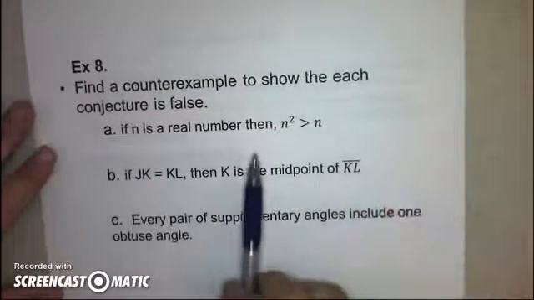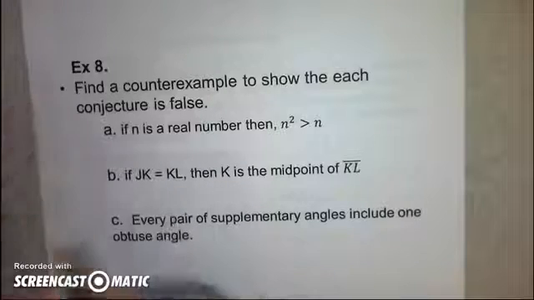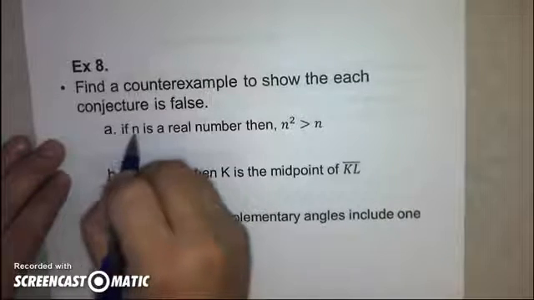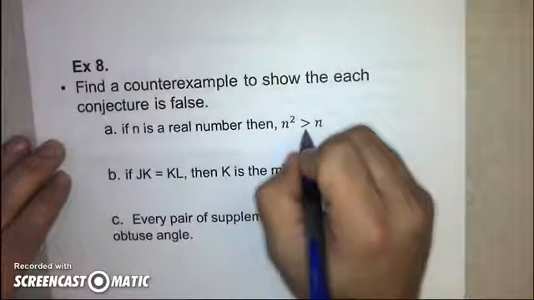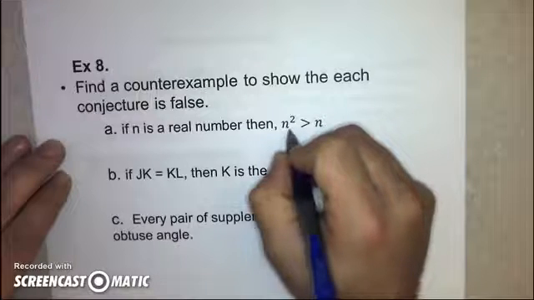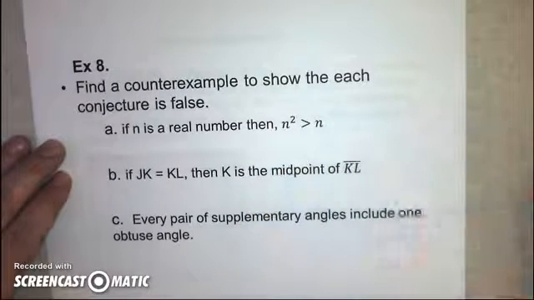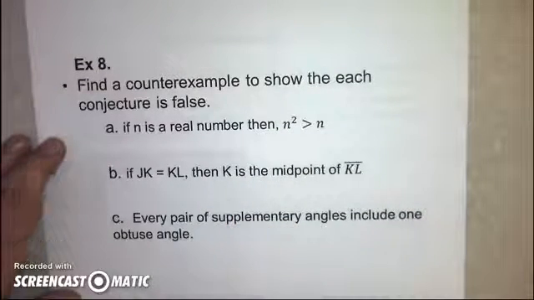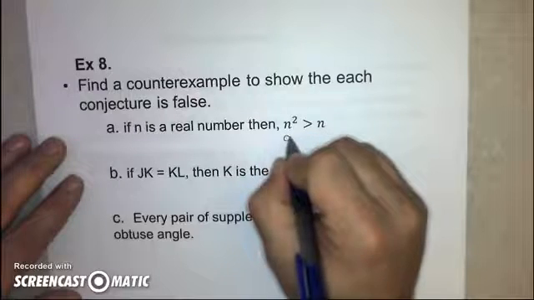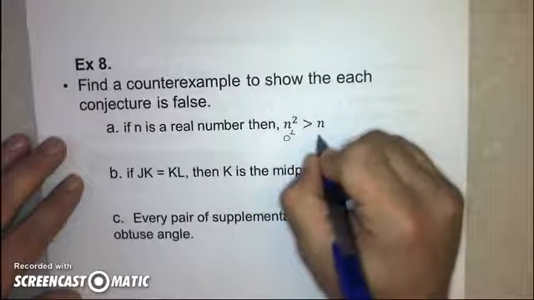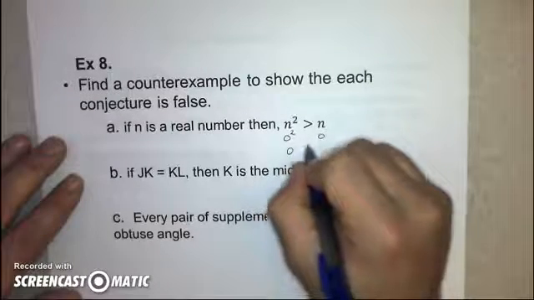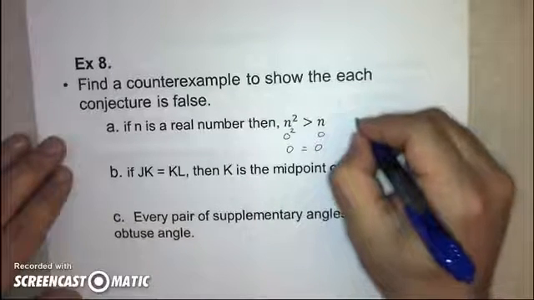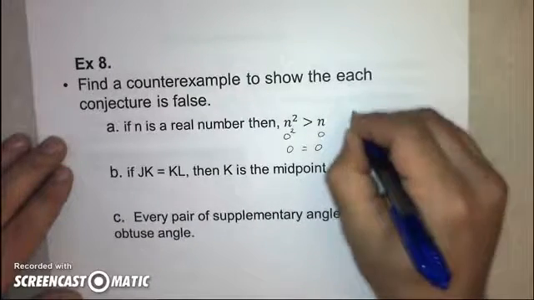Example 8, we want to find a counterexample to show that each of these statements is false. First of all, here's our statement in part A. If n is a real number, then n squared is greater than n. We need a value of n that would make this actually false. At first glance, it seems that this is going to always be true unless you remember that values like 0 squared is just 0. In that case, your answer is not greater than 0. It is equal to 0. It's equal to itself. So our counterexample is n equals 0.